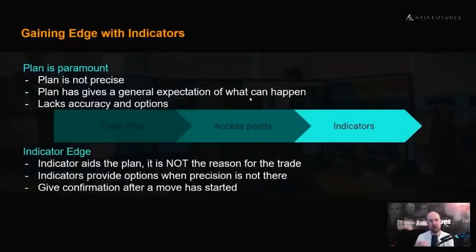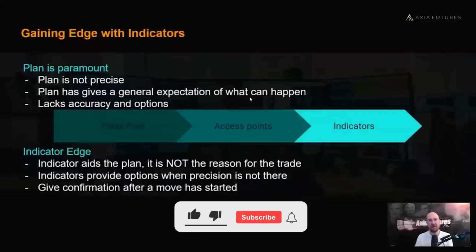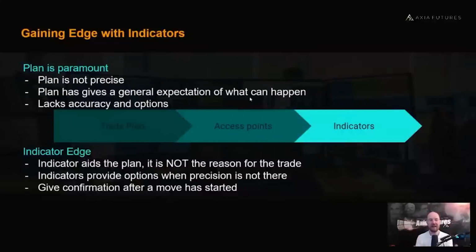Now, when I talk about a plan, it isn't the setup or the strategy or anything like that. A plan for a trade really comes down to you basically saying, right, I think the market is going to reverse. I think the market is going to continue, whatever you think is going to happen. So it's quite a generalized expectation of what's going to happen at a certain area, a rough area. This then can be refined down, and this is where indicators provide you accuracy and they provide you options on how you take the trade.